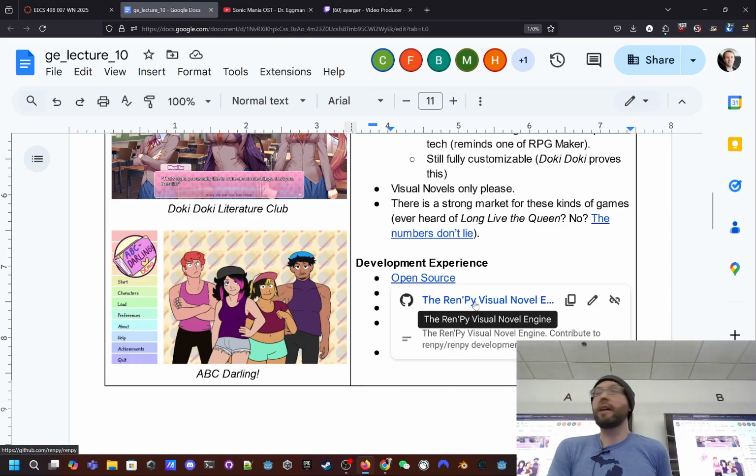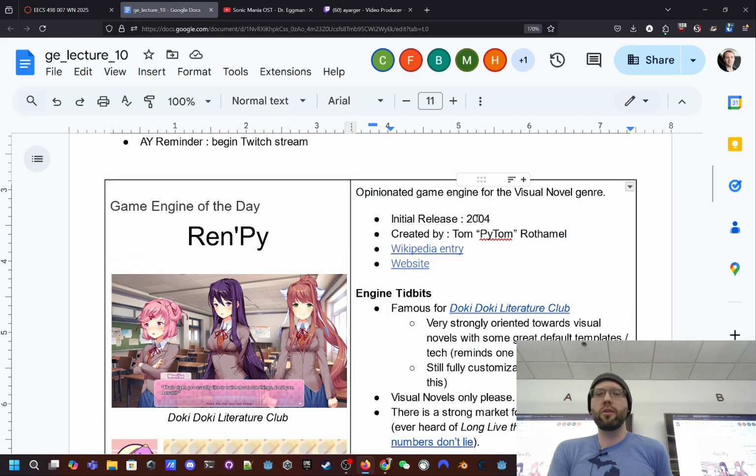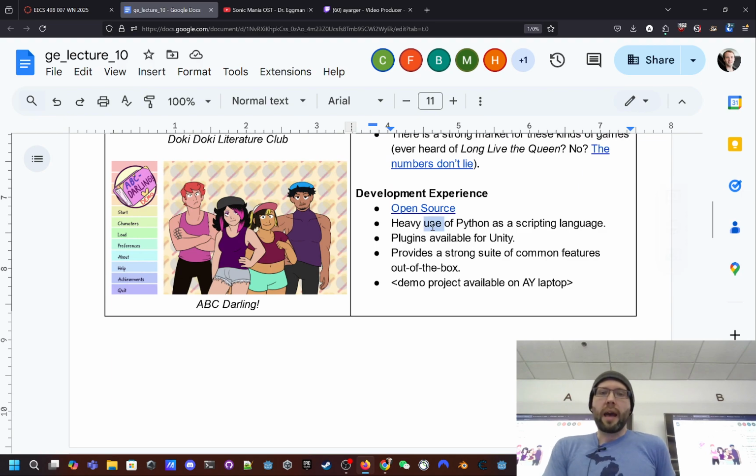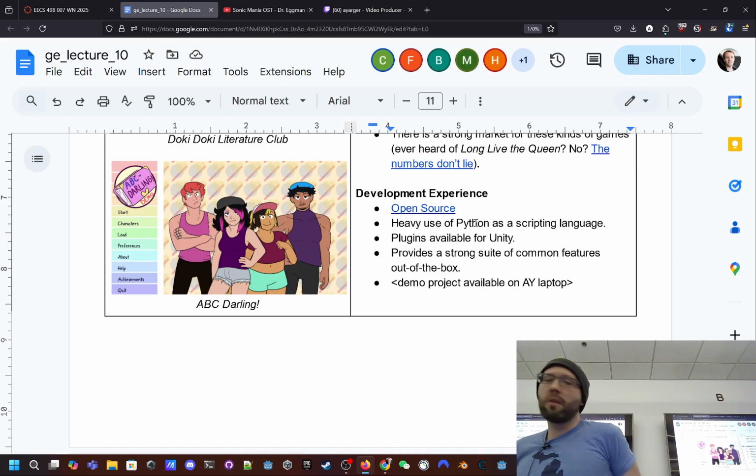So the engine itself is open source. It was created in 2004 by Tom Rothummel. I know nothing about this person. There's a website you can visit if you want to. Heavy use of Python as a scripting language. You might have guessed that from the name.